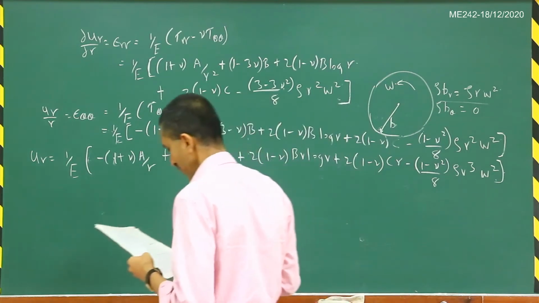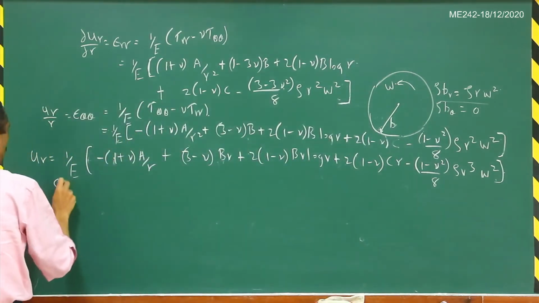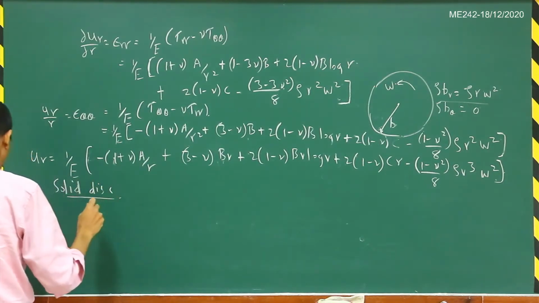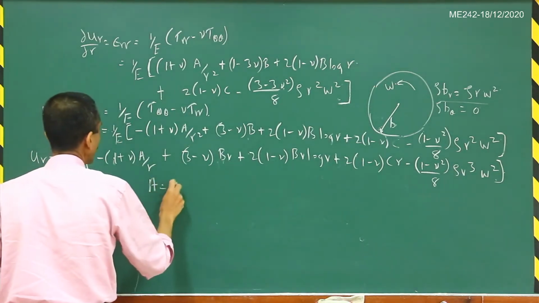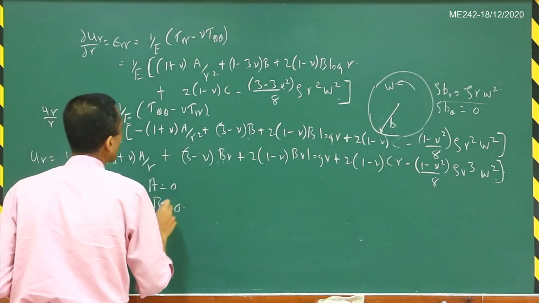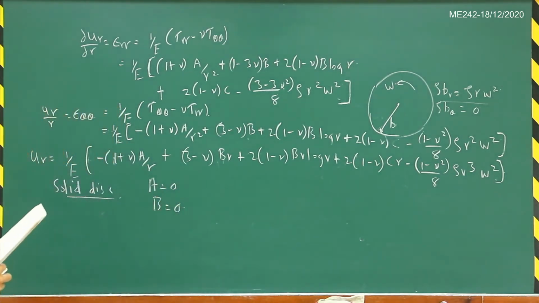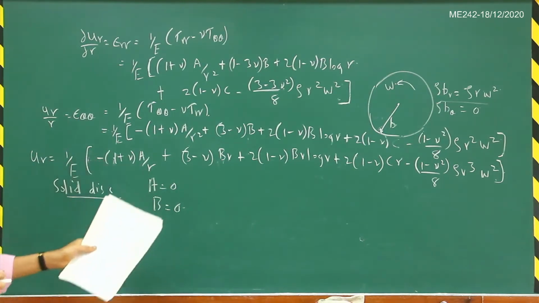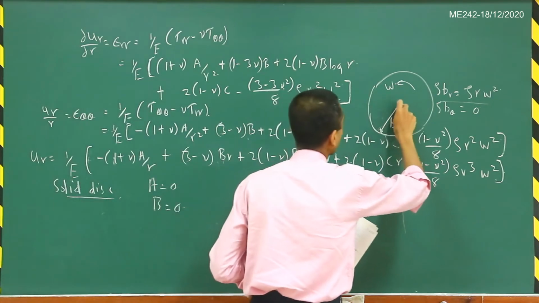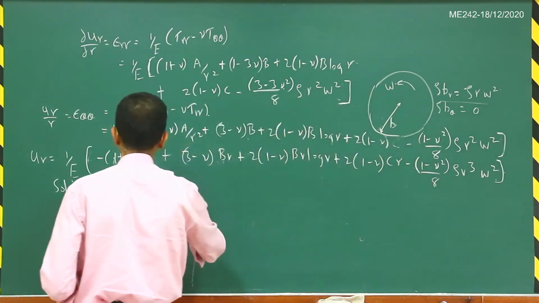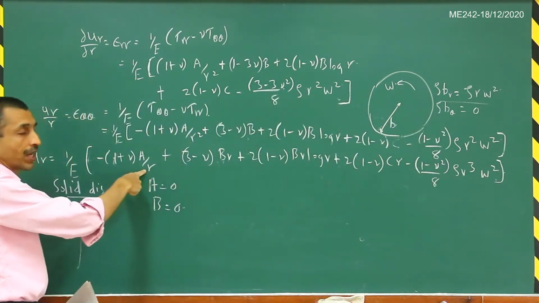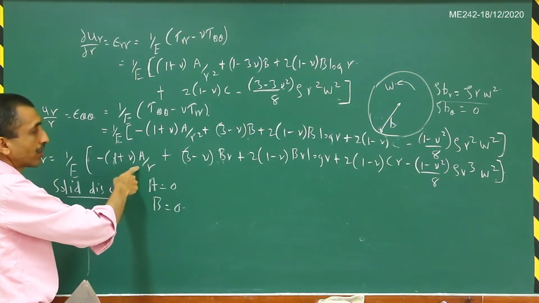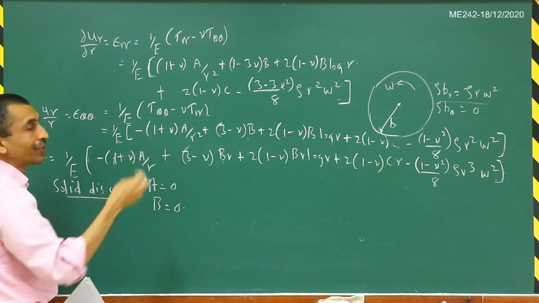For the solid disk, we have to set a equal to 0 and b equal to 0. The reason is as follows. If you try to evaluate this expression at r equal to 0, at the center of the disk, it blows up. So a has to be equal to 0, otherwise your displacements will be unbounded, and that is physically unacceptable.